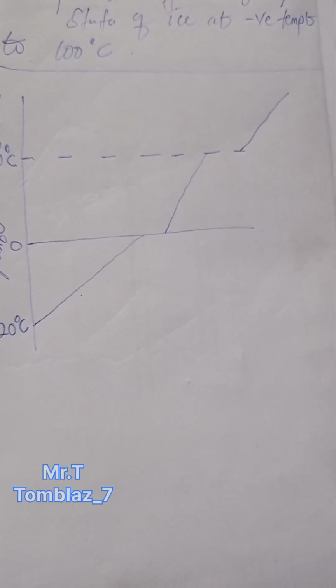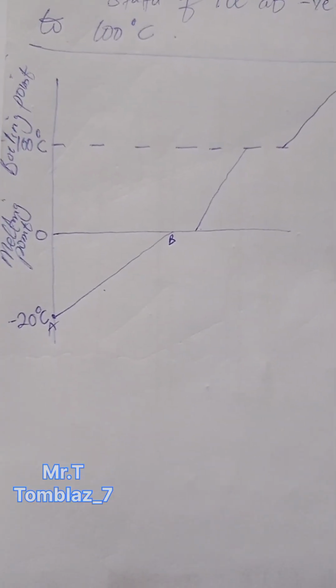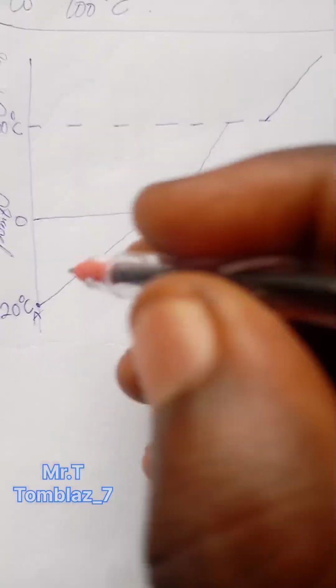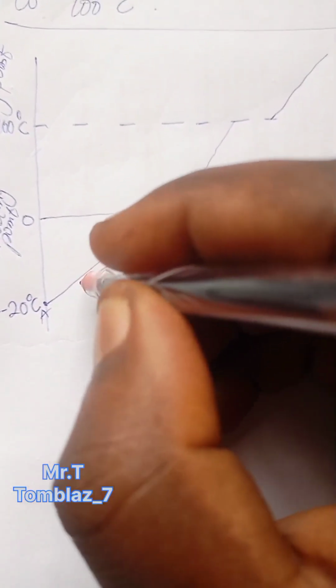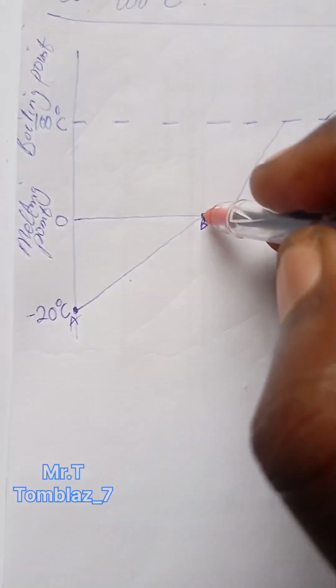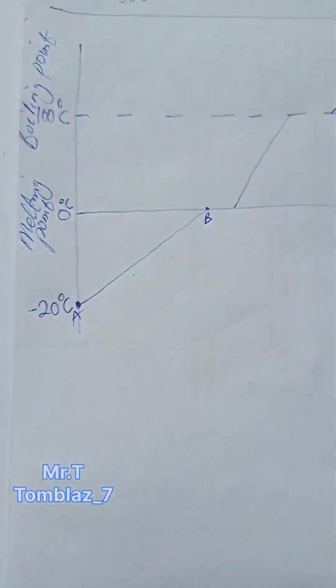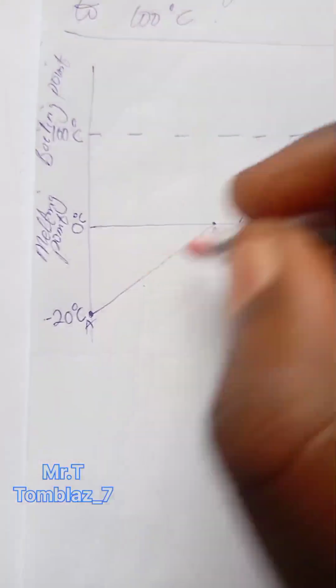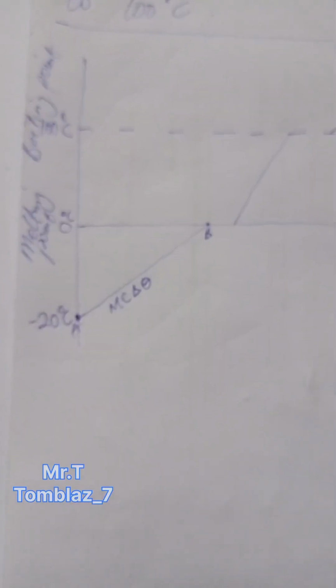So let's see now what takes place between point A and point B, right? At point A to point B, you apply heat, and that heat will change this ice at minus 20 degrees centigrade to 0 degrees centigrade. So the heat that you applied here is called mc change in theta.